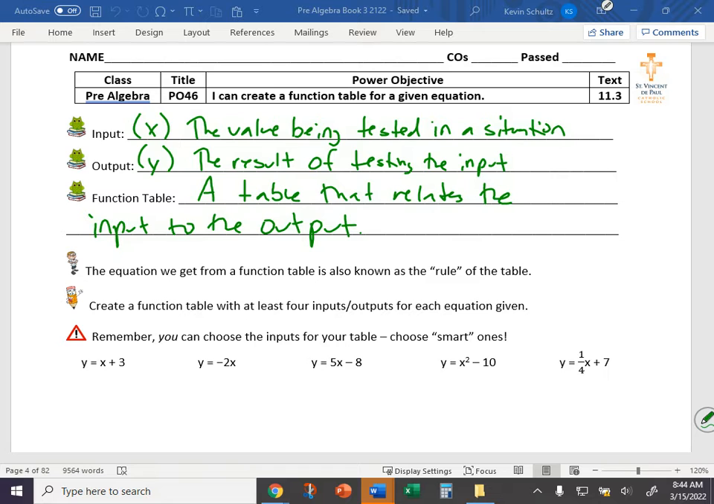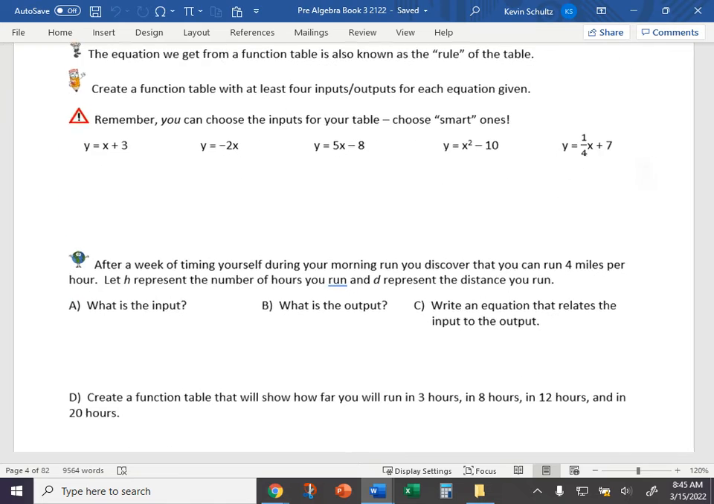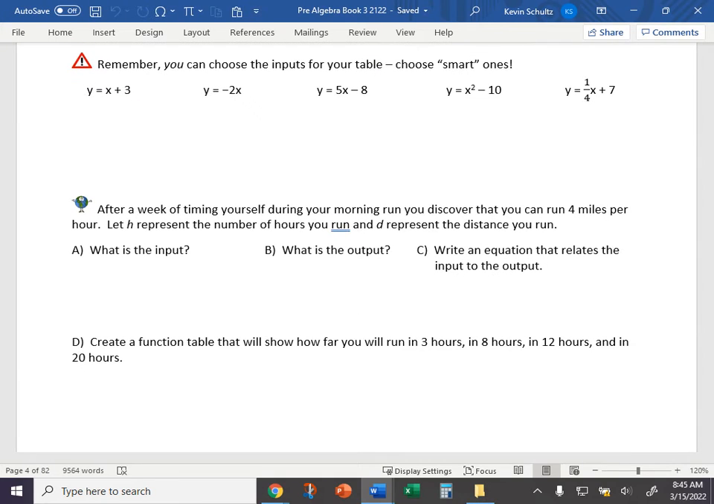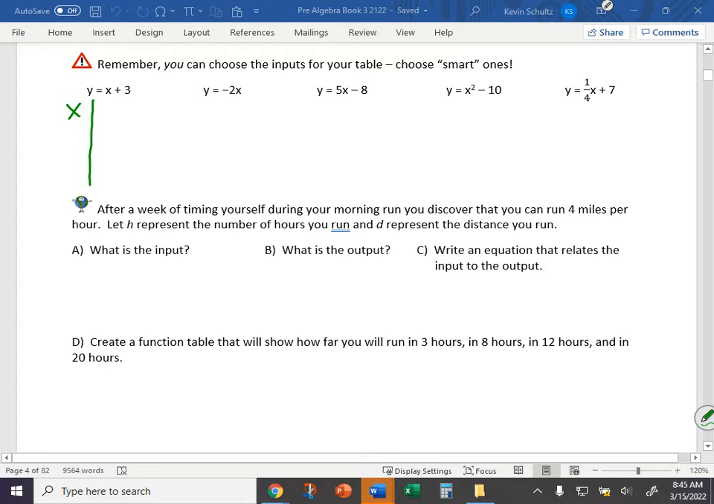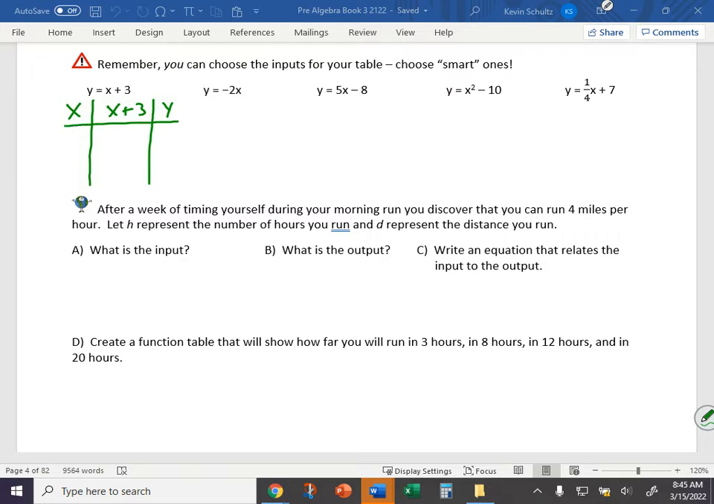All right. So let's make some tables, shall we? Scroll on down your page a little bit. And we've got 5 equations here. And to make a function table, we're using X and Y. Basically, we've got X, we've got what the equation is, what the rule is, and then we've got Y. And the beauty of these is that you get to pick what you plug in for X, right? You get to pick what we are testing.